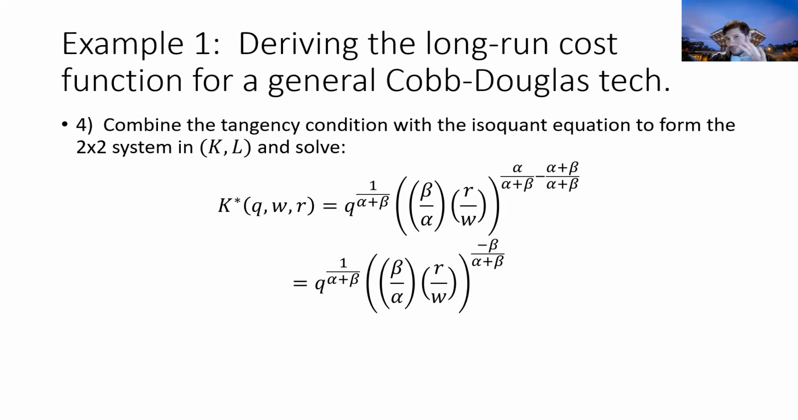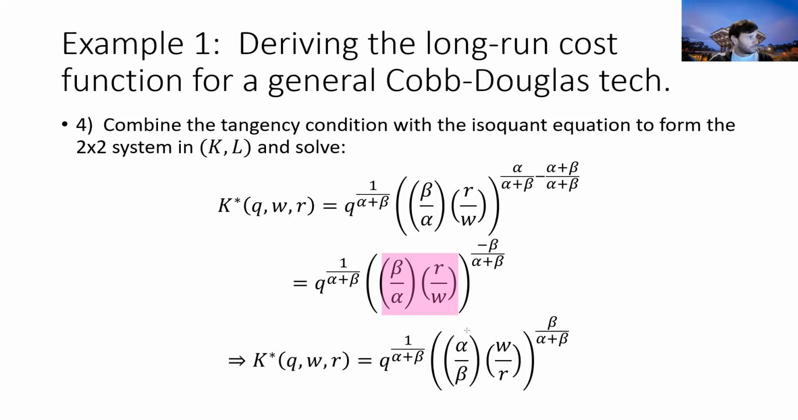And to make sure we don't have any negative exponents, I'm just going to rewrite the inside fraction. I'm going to flip it upside down again. Right? If you flip the fraction upside down, then you can make the exponent negative of what it already is. So here it is. We flip it upside down. And notice we go from a negative sign in front of the beta, a part of the exponent, to a positive sign in front of that exponent. And what we're left with is our conditional input demand for capital.